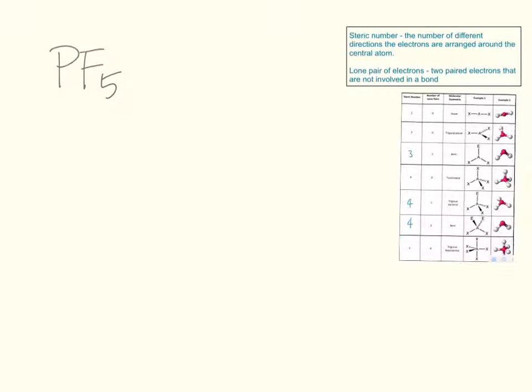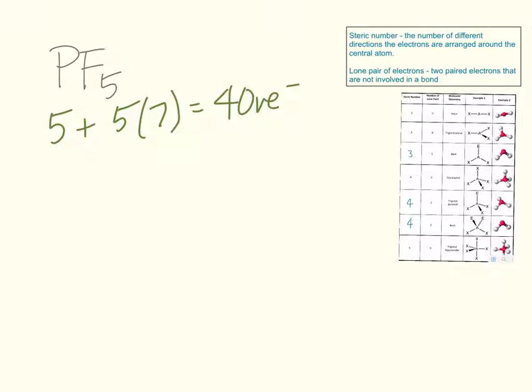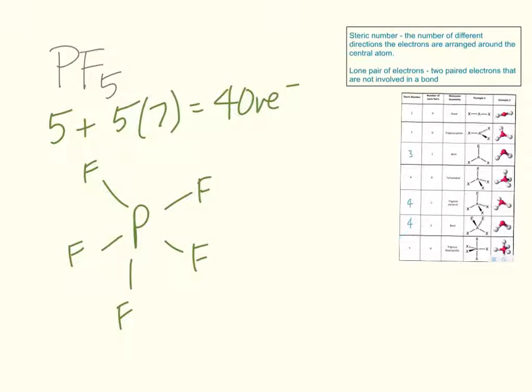All right, PF5. Phosphorus has 5 valence electrons. Fluorine has 7, and there's 5 of them, so that's 35 plus 5, or 40 valence electrons. So we're going to put phosphorus in the middle, and 5 fluorines around it. Okay, and so right now we've used 2, 4, 6, 8, 10 electrons. So there's 12, 14, 16, 18, 20, 22, 24, 26, 28, 30, 32, 34, 36, 38, and 40. So there's 40 valence electrons.